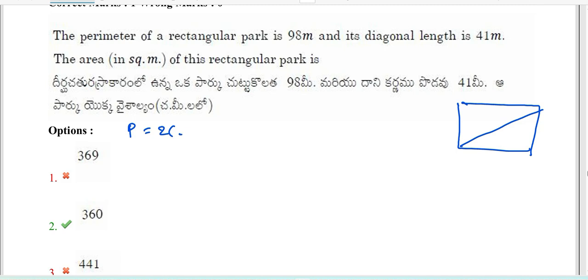That is 2 times of L plus B. That gives you 98. From this, L plus B is equal to 98 by 2.